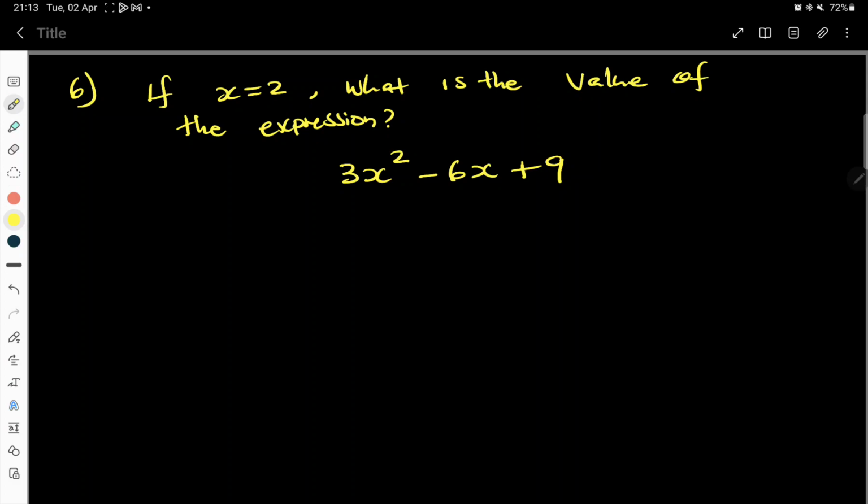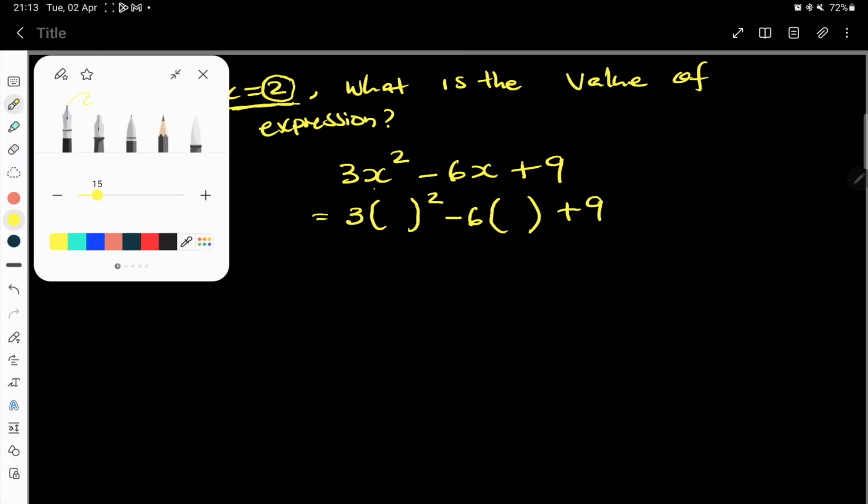Then it means when your x is 2, you must substitute this value in replacement of x. You put a 2. So just write it as it is, 3, then you open the bracket and close it, and then you write the exponent. In replacement of the variable, just put the brackets. Then minus 6, the coefficient, then the bracket, plus the constant, 9.